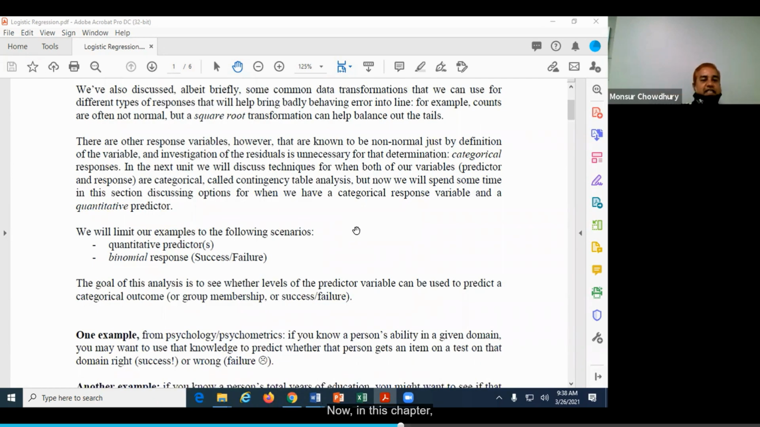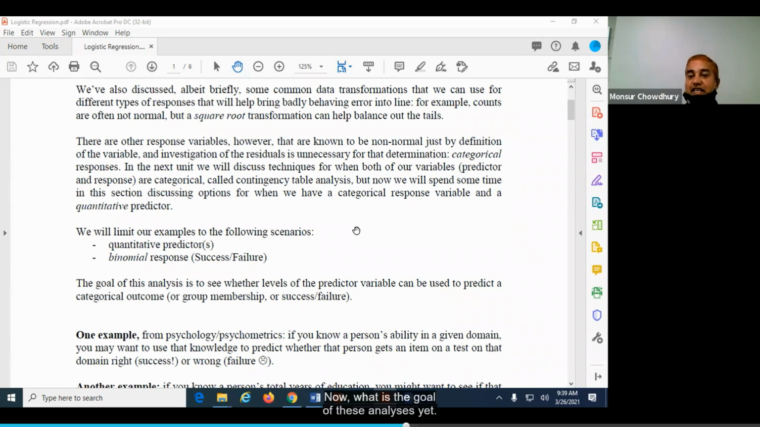Now, in this chapter, we will limit our situation to when we have quantitative predictors, but our response variable is binary. So binary means either success or failure or yes or no. There are many situations.